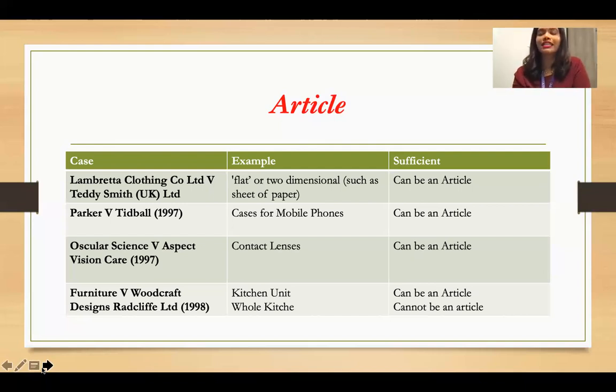The court held that the shape of the contact lenses, if you see it, is a slight shape that can also be considered an article. A kitchen unit can be considered an article, but the whole kitchen itself cannot. So first of all, you must make sure the design that you are trying to protect under unregistered design rights is actually within these definitions.